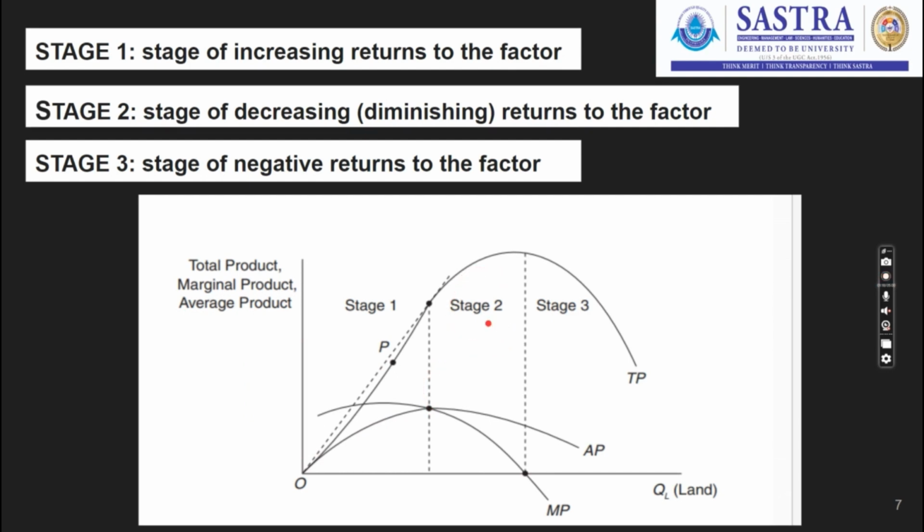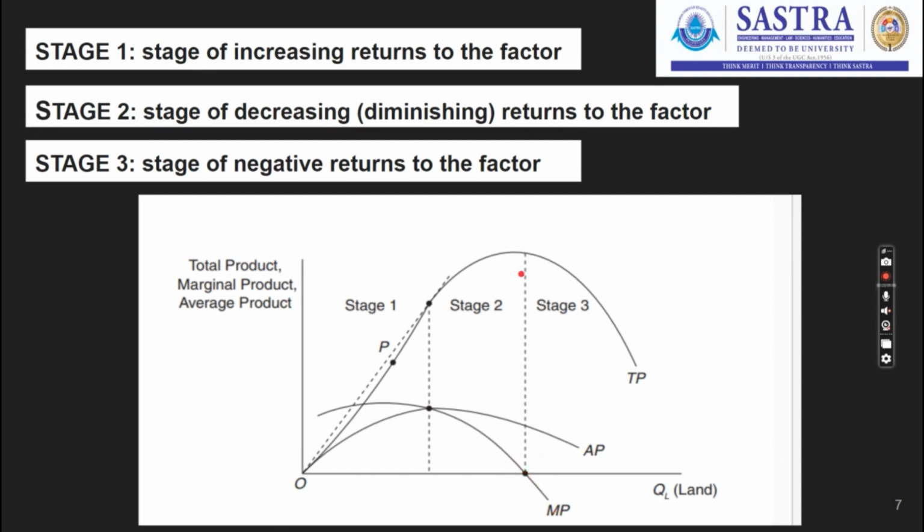In stage 2, the total product increases at a decreasing rate and then starts to decrease, while the marginal product is decreasing and becomes 0, while the average product is also decreasing, but it remains positive. Moving on to stage 3, which is the stage of negative returns to the factor, we see that the total product is decreasing. The average product is also decreasing, but it hasn't reached zero yet, while the marginal product goes to the negative.